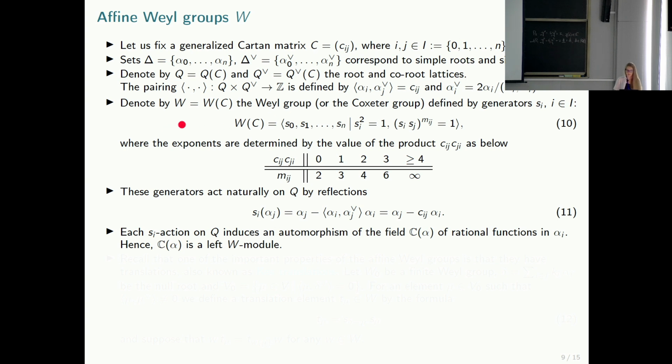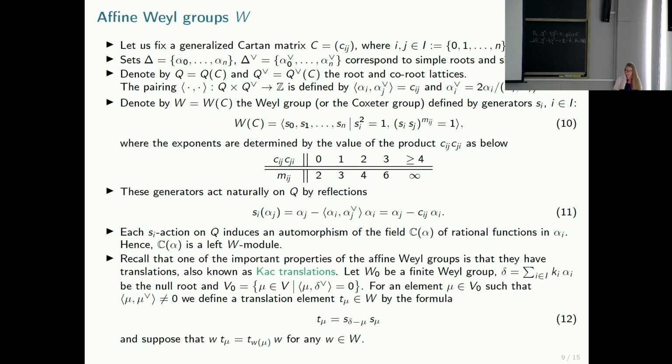Then we denote by W the Weyl group, where all exponents are determined by this table. Also, we know that these generators act naturally on this root lattice. For each generator on Q, we have automorphisms of the field C over rational functions in alpha sub i. The main feature of the affine Weyl groups is that we have Cartan translations, or translation operators.